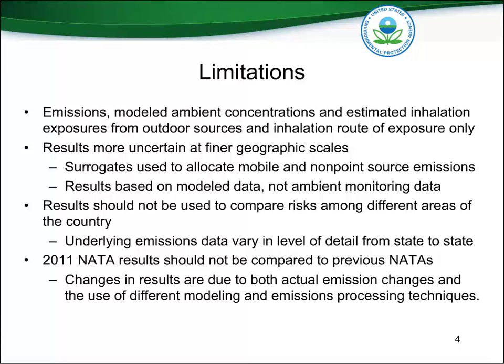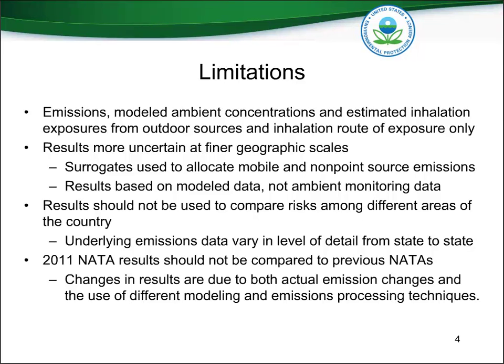So here are the prerequisite limitations. As you know, NATA includes just outdoor pollutants, outdoor sources, not indoor, and the inhalation route for exposure based on chronic exposures. The results are more uncertain at finer geographic scales. As you know, many of the emissions are county level, like the non-point and the mobile source emissions, and we use spatial surrogates to allocate them down to the census tracts, and I'll have a slide that goes through the allocation in a lot more detail.